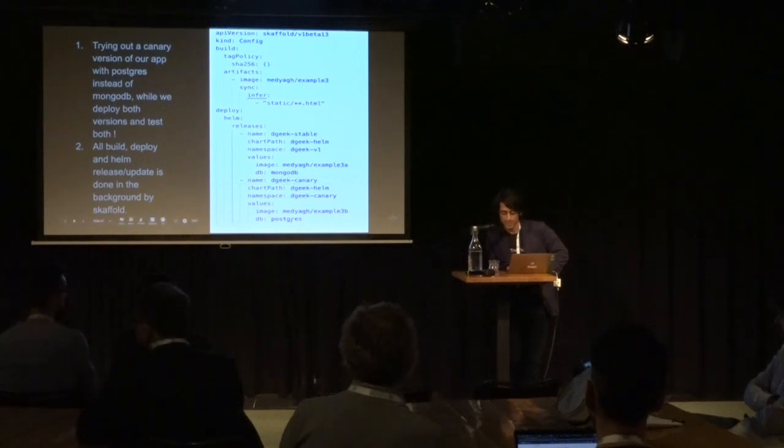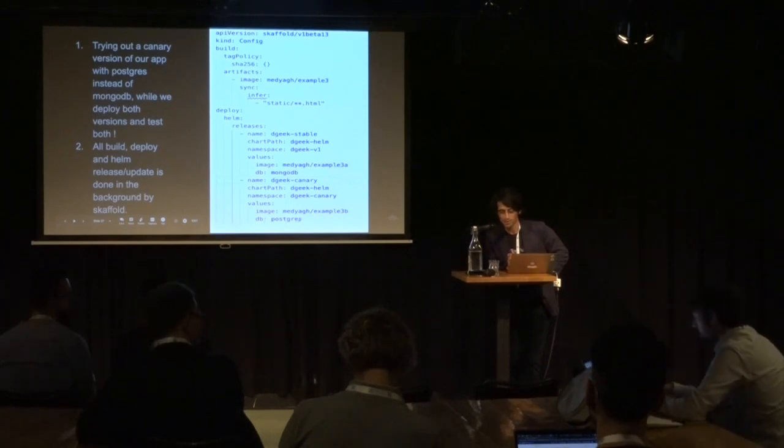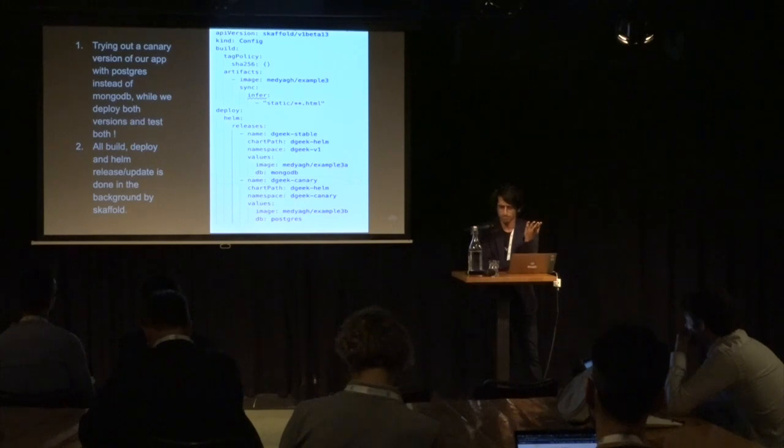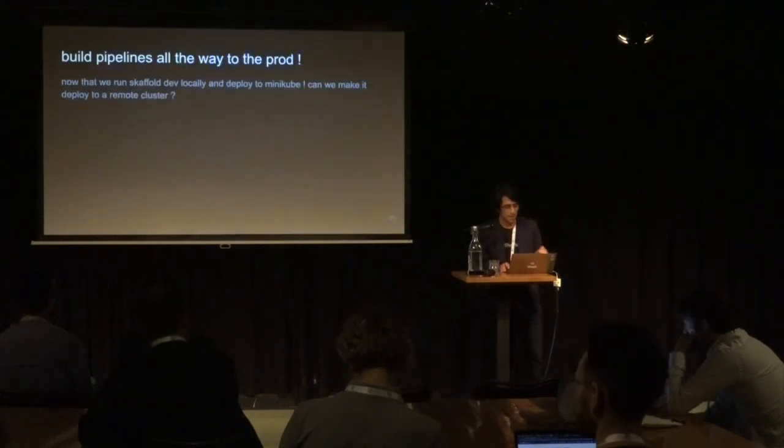This one uses Postgres because I'm replacing the Helm chart values to make it use Postgres instead. So I'm developing one app, but it gets released to two different releases, and I get to see which one is doing better. And it's all by Scaffold, not me even touching a button. I just say scaffold dev, and it does all of that in the background. I'm just typing and coding, and it rebuilds and redeploys and lets me be happy.